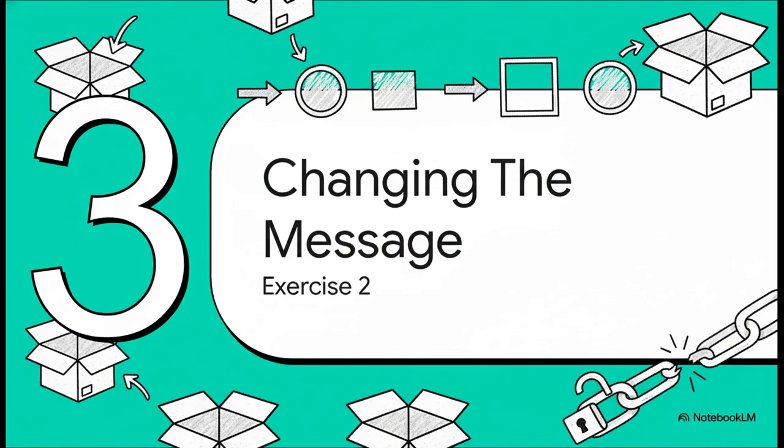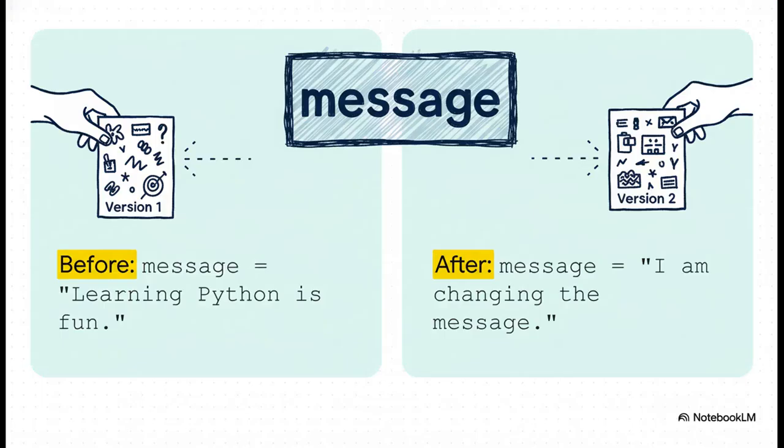Okay, so storing something is cool, but what if we want to change it? This is where variables get really powerful. See, these boxes aren't sealed shut. Let's see what that looks like in our second exercise. Okay, check this out. We're using the exact same box, the one we've labeled message. First, we tell it to store "Learning Python is fun." Then, on the very next line, we give it a brand new instruction. We basically say, hey, message box, forget what you were holding. Now I want you to hold this new text instead. I am changing the message.